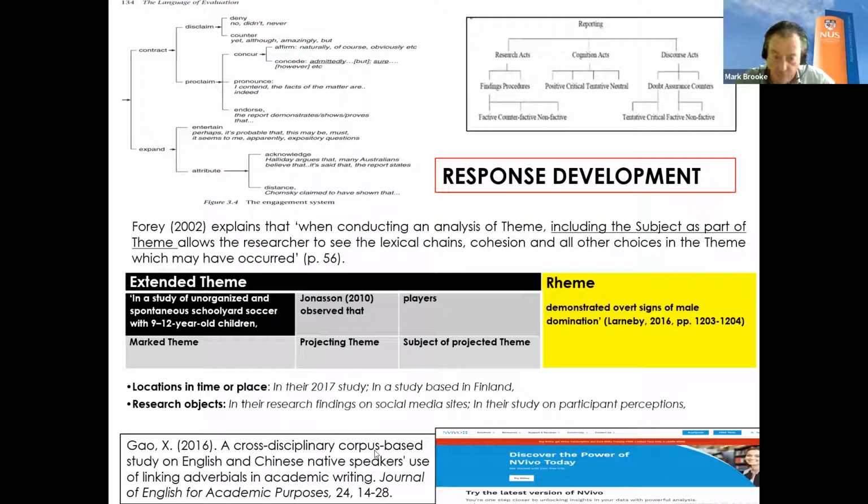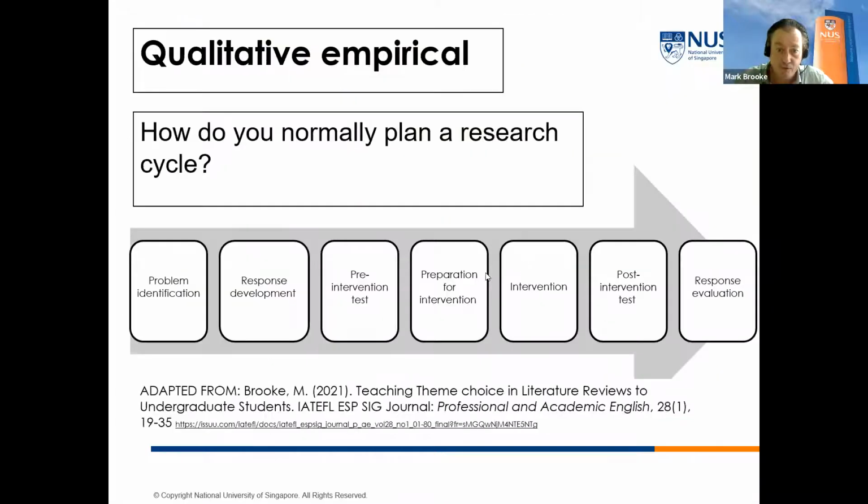I also did some reading on coverage ratios in text, like this Andy Gow paper, who did a corpus-based study and compared coverage ratios of linking adverbials in academic writing, like thus, however, etc. And I thought this is quite an interesting concept. So I'm moving through that process.